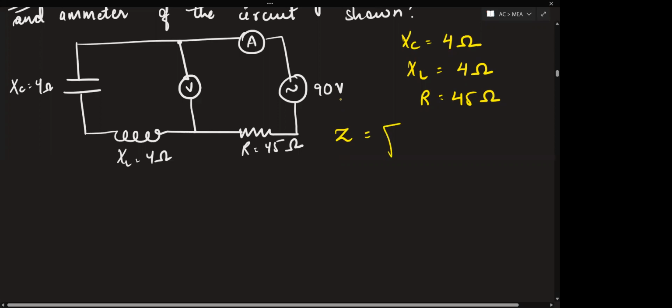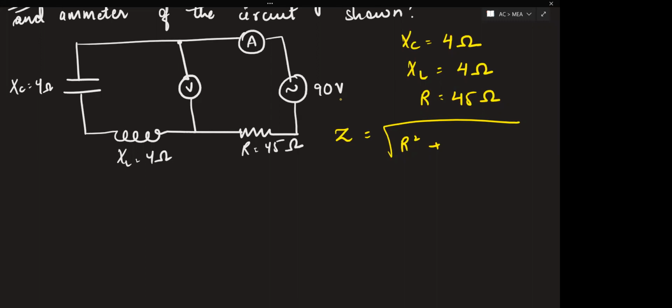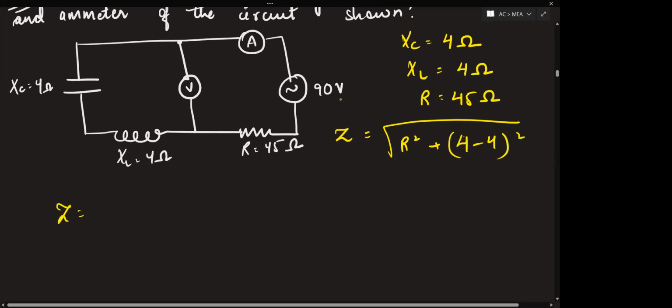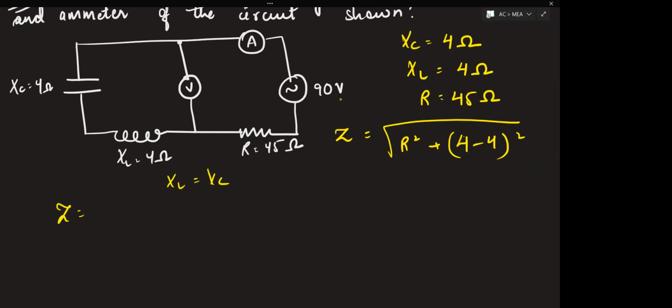So Z is the square root of R squared plus, now which will come before, which after? See, both are equal, so here you have 4 minus 4 whole squared. You can write any of these. Here XL is equal to XC. Through this question, I'll relate one more topic. That's why I've given this question. So Z is the square root of R squared, that is 45 squared, which means 45 ohms.